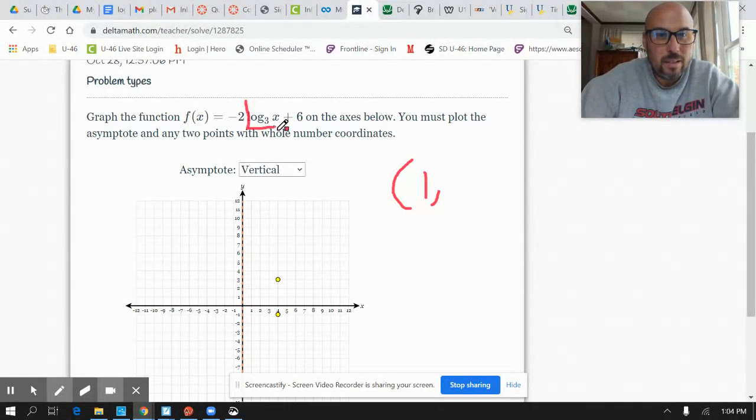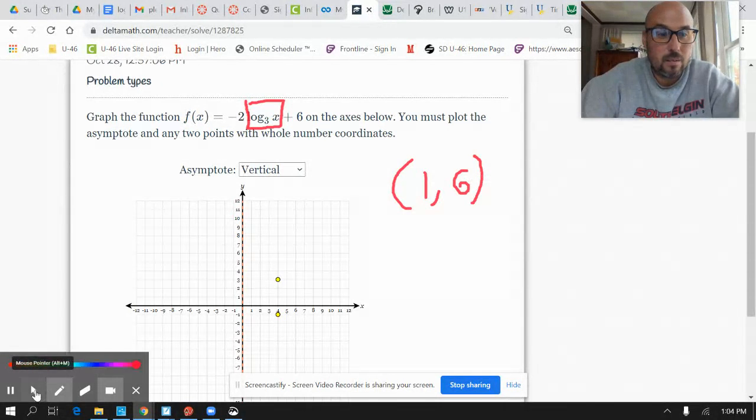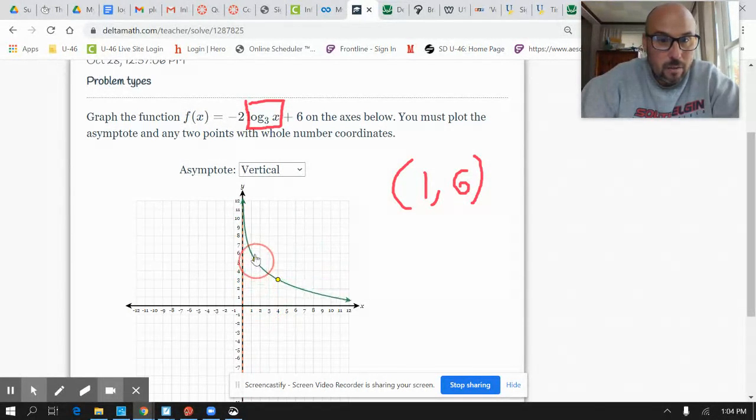Well, what's log base 3 of 1? It's 0, remember? So this is negative 2 times 0 plus 6. And that's 0 plus 6. So the answer is 1 comma 6 is 1 ordered pair. So I take my yellow dot and I drag it up to 1 comma 6.